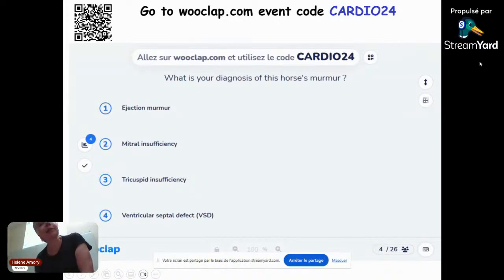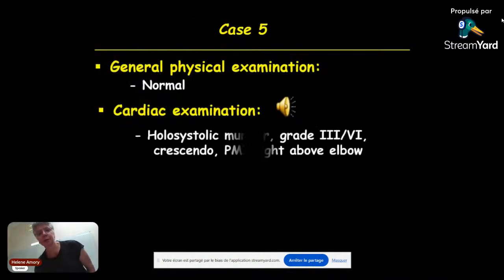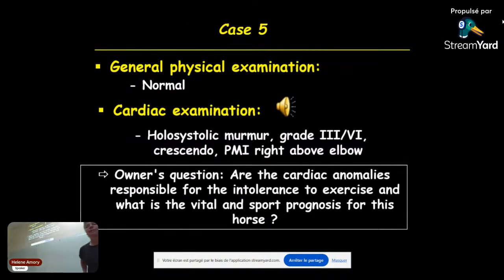The point of maximal intensity was on the right side, just above the elbow, only on the right. Can show you again.